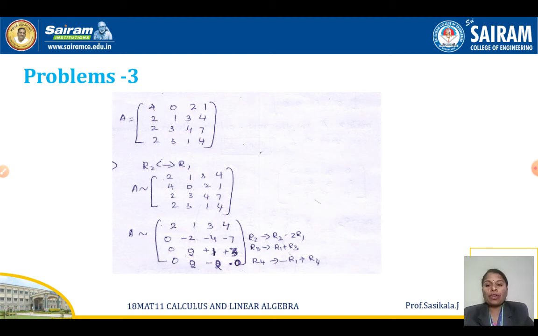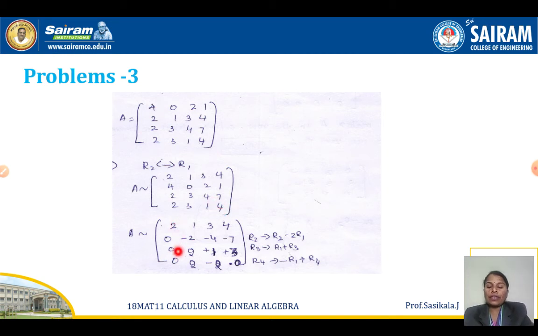First thing, because all the other first elements are 2 and the first element alone is 4, to make it easy, I'm going to interchange the second row and the first row. You can interchange any of the rows. Okay, so 2, 1, 3, 4, then 4, 0, 2, 1, then 2, 3, 4, 7, and 2, 3, 1, 4 remains.